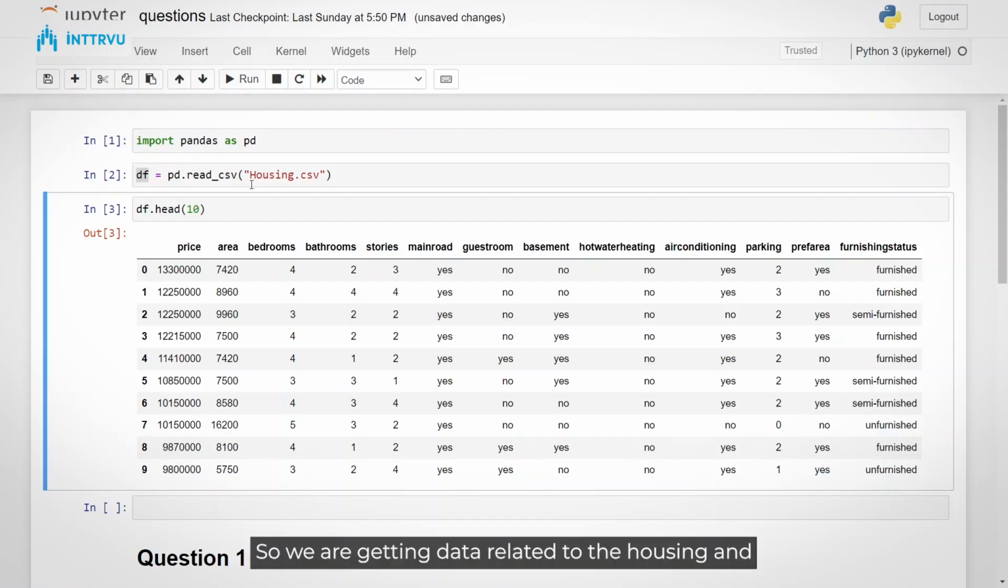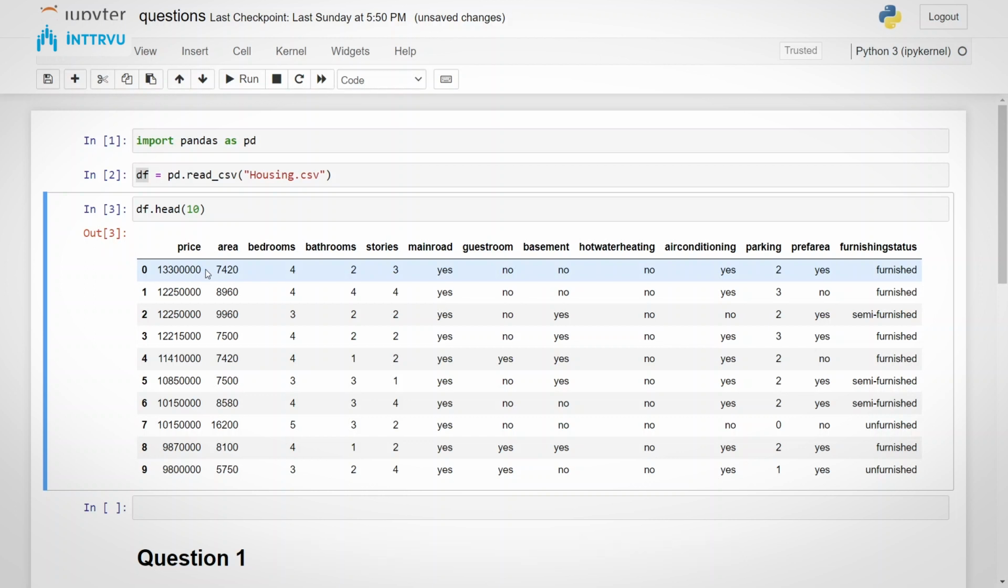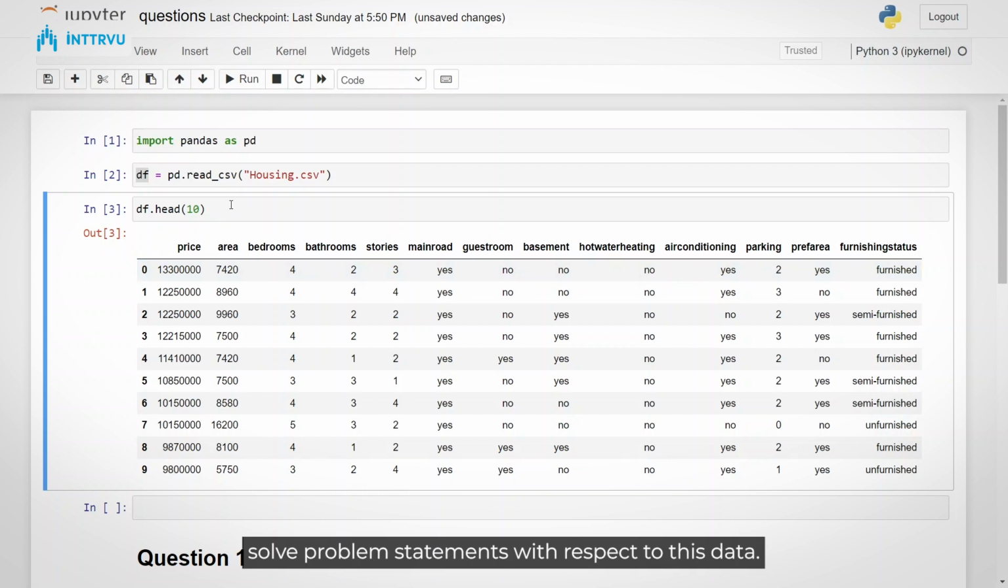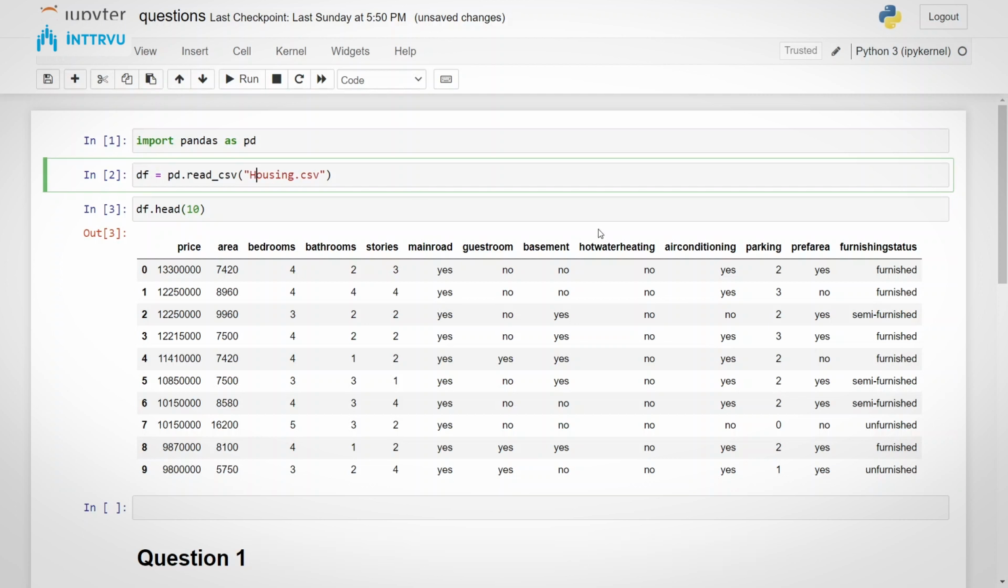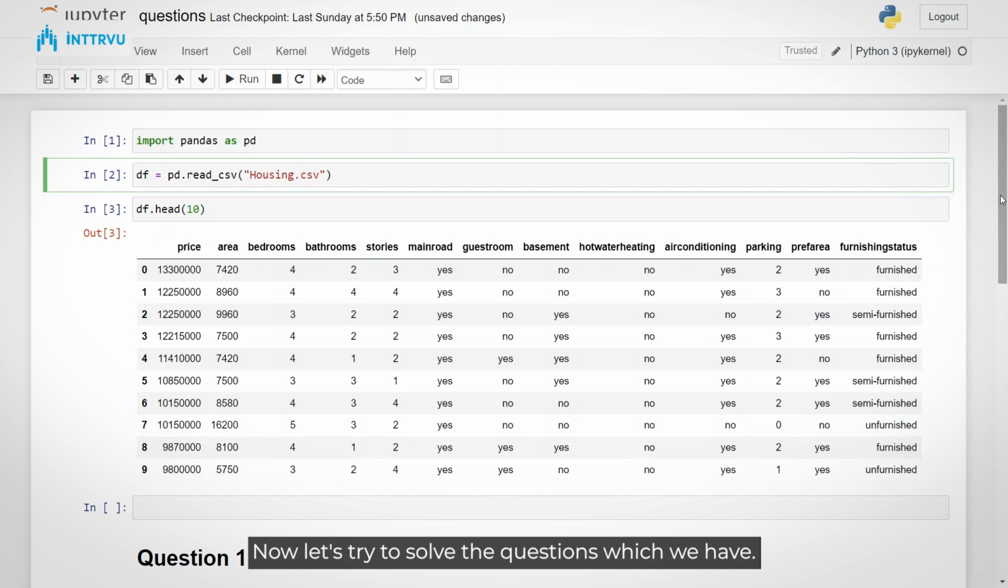So we are getting data related to housing, and in this data we have the price of every house, its area, number of bedrooms, whether the house is on the main road, guest room, availability of air conditioning, and hot water heating. So for every house we have all the information along with its price, and we are now going to solve problem statements with respect to this data. We are reading this data from CSV into a pandas DataFrame df. Now let's try to solve the questions which we have.